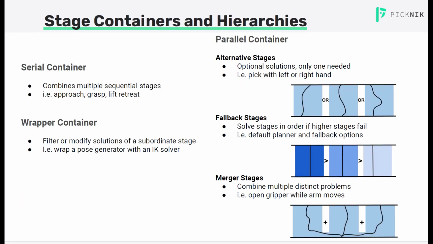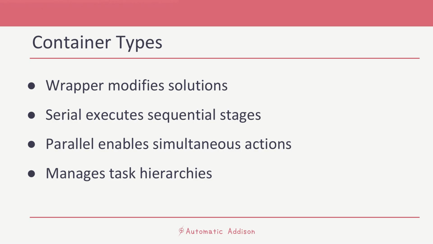MoveIt Task Constructor has a concept called containers. A container is like a box that can hold one or more stages or even other containers. It helps group related stages together and create a hierarchy or structure for complex tasks. There are three types of container stages: wrapper, serial, and parallel. Let's go through each one. Let's start with the wrapper container.